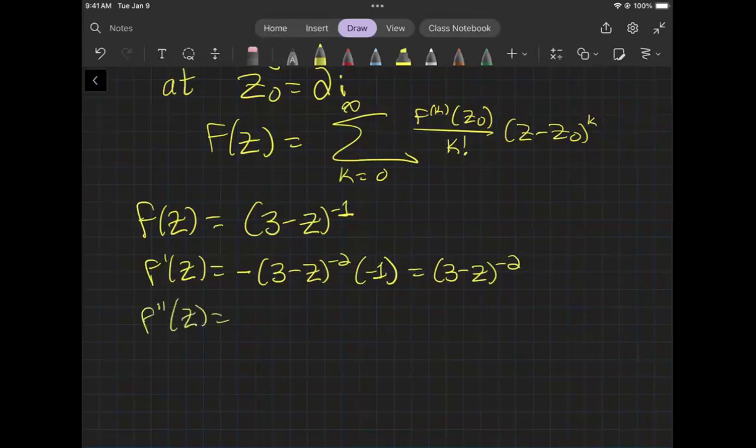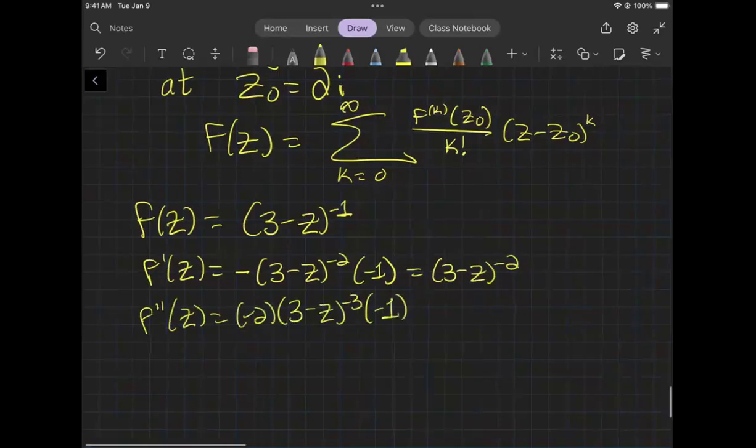The second derivative of f at z would equal minus 2 times 3 minus z to the minus 3 power times negative 1. So this equals 2 times 3 minus z to the minus 3 power. Hopefully you'll see a pattern here at this point. F triple prime of z, I'll do one more.